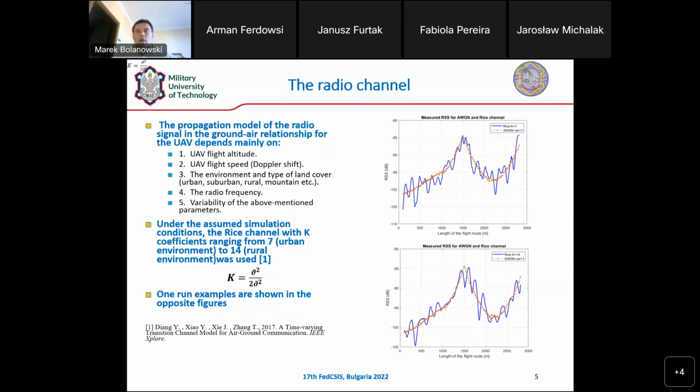Did you check how resistant your solution is to radio interference from, for example, foreign sources? No, I did not introduce any interferences.